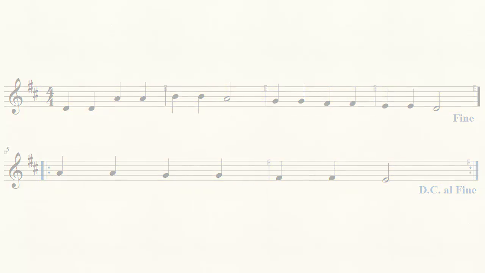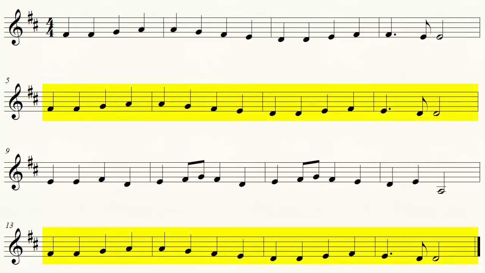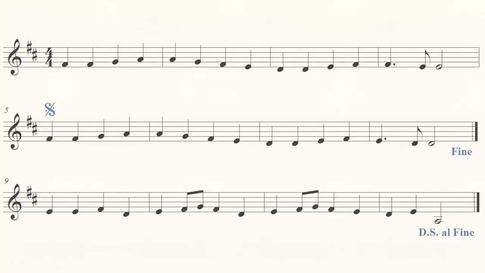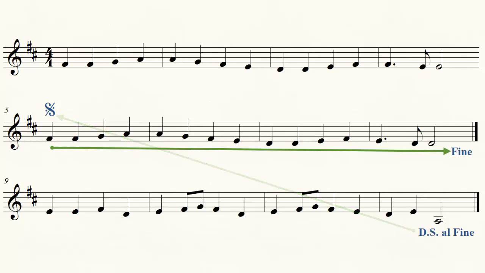Now let's check out a 4-line representation of the Ode to Joy melody. Can you see any of the ways that we might be able to repeat this? Well, let's start with the 2nd and 4th lines, which are identical. Using a del segno, or DS al fine, at the end of the 3rd line, we can eliminate the 4th line completely.